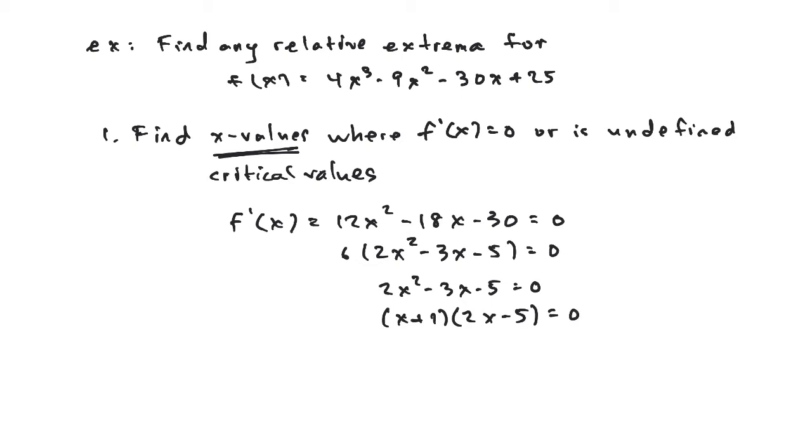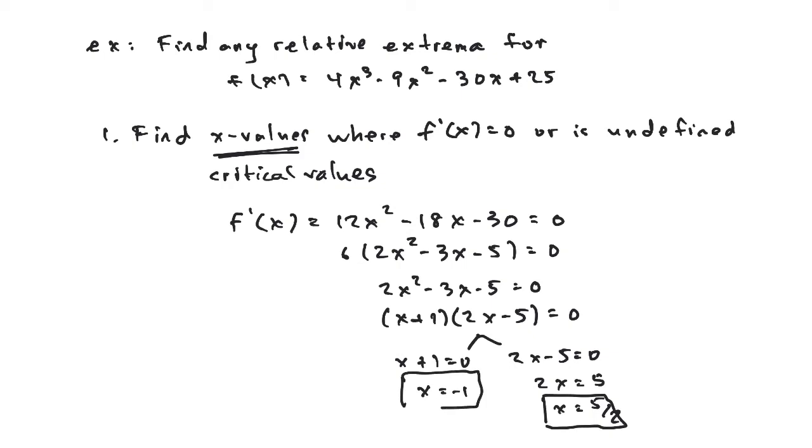is equal to 0. So if you remember, this can only happen when x plus 1 equals 0 or 2x minus 5 equals 0. So this is when x equals negative 1 or 2x equals 5, which says that x is equal to 5 halves. So these two things here are what we call the critical values. So this is one, and this is another. These are the critical values.